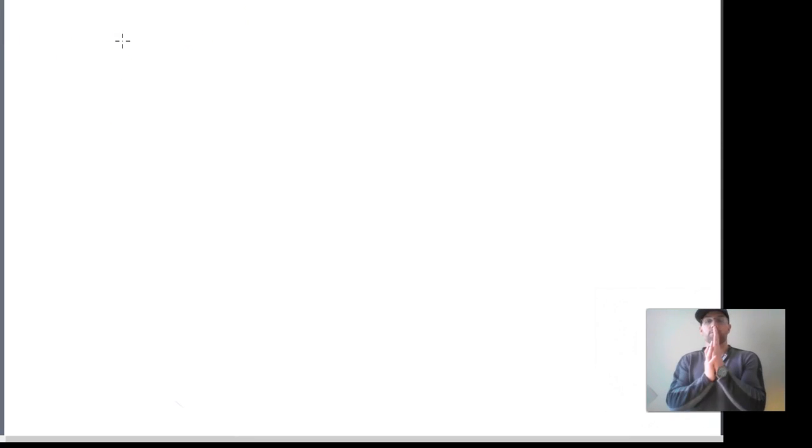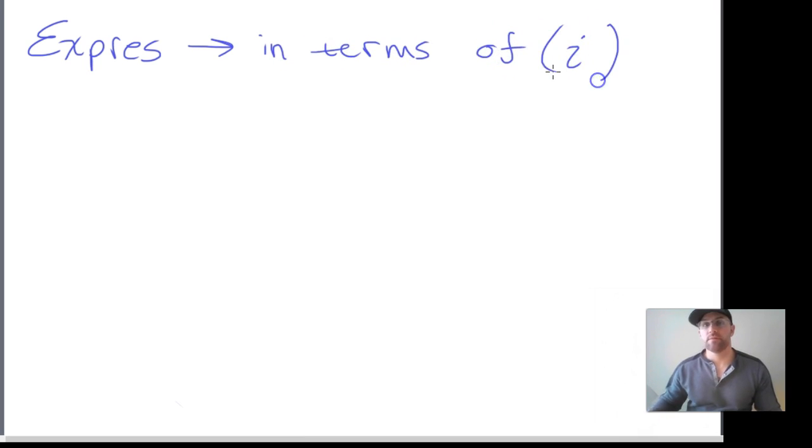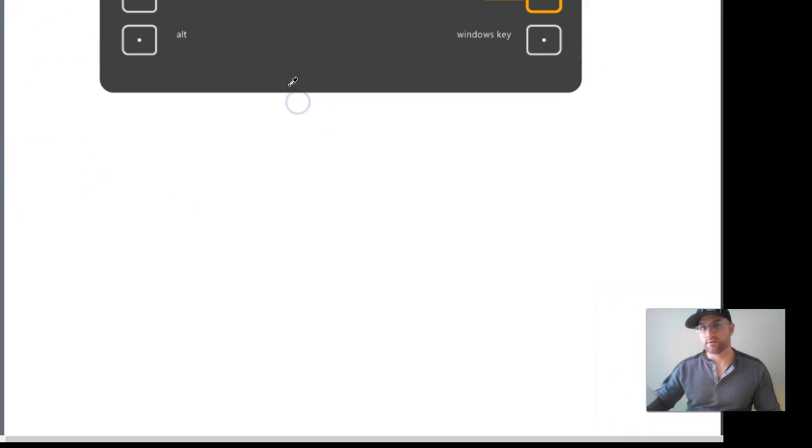Alright guys, we're going to do one more, and it's going to be: express the following in terms of imaginary i. So this is the last one we're going to do. Whoops, there's another S there, isn't there? Express in terms of imaginary i. So I'm going to clear that out. Now, let's just jump right in.